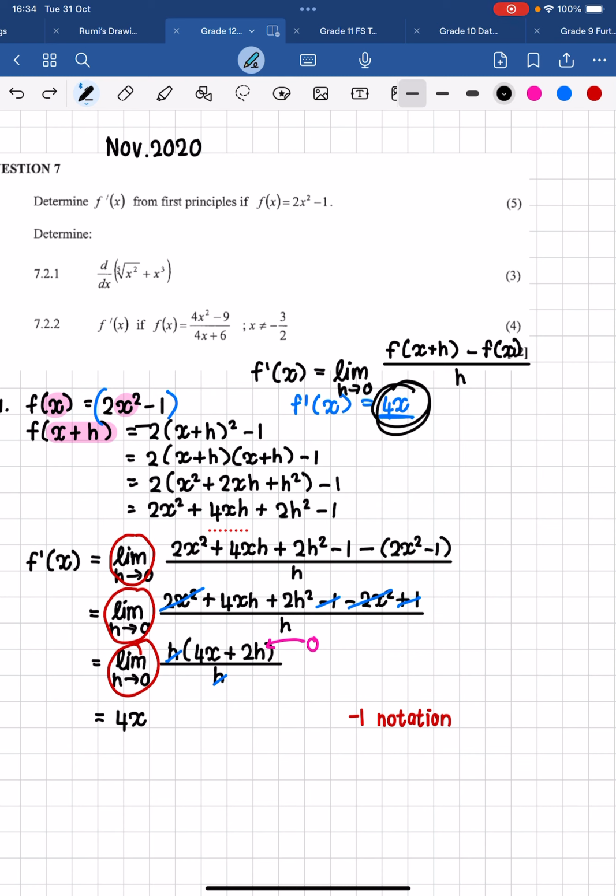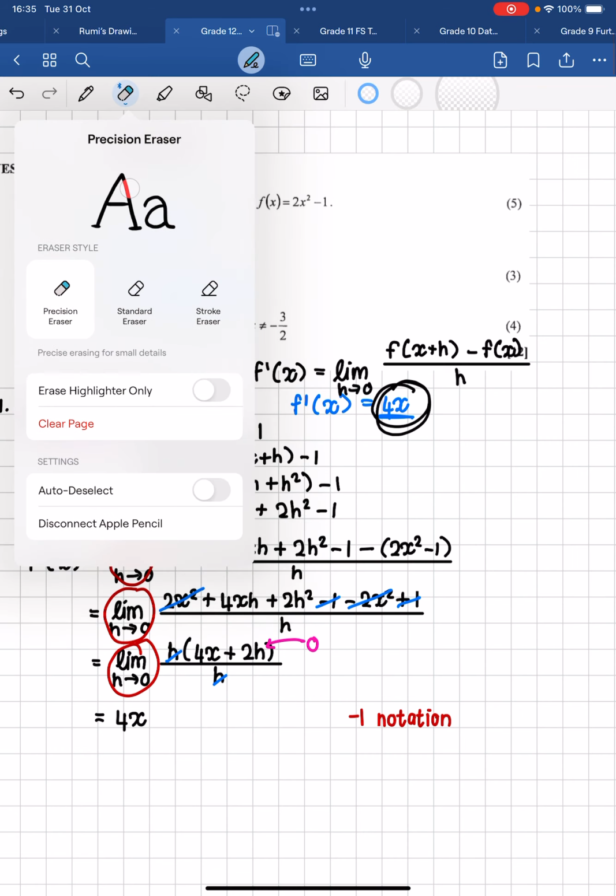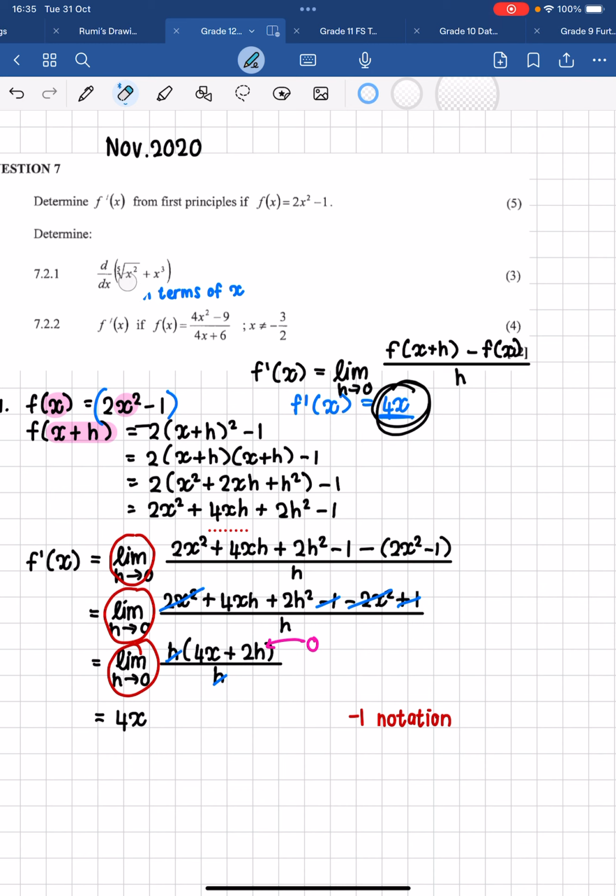All right, now 7.2.1, they're asking us to find d over dx. Now guys, what this actually means is derivative. The d at the top means derivative, and the dx at the bottom means in terms of x. So that is saying that x obviously is the variable that we need to find the derivative in terms of. Sometimes 6 marks, but it's always at least 5. All right, so now I'm going to do this. Oh, sorry about that. I need to find the derivative.